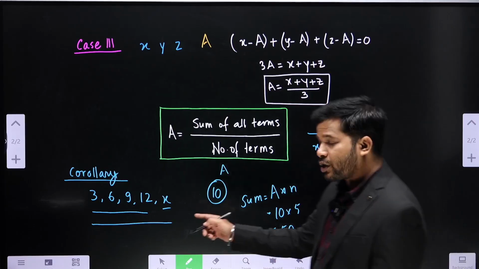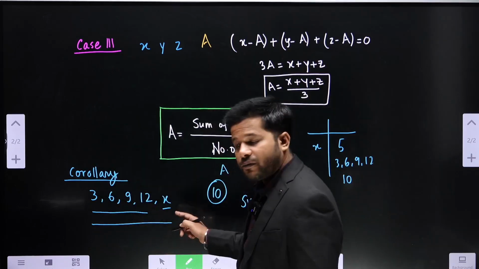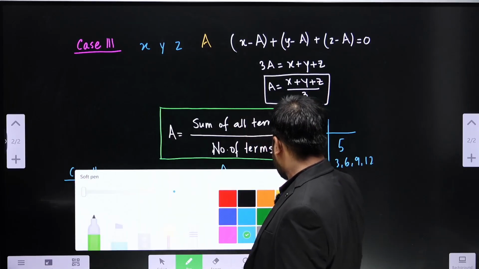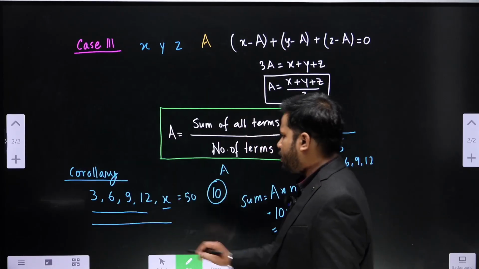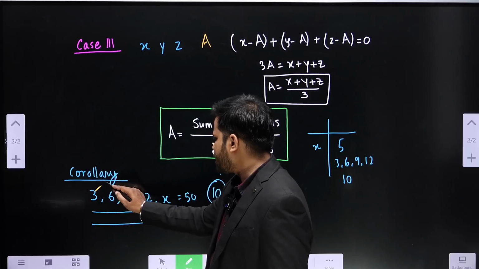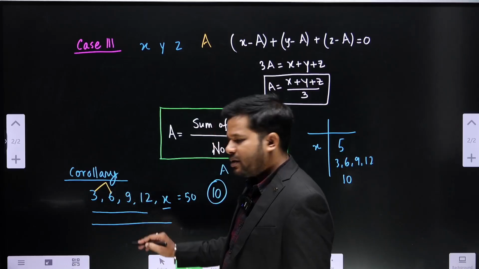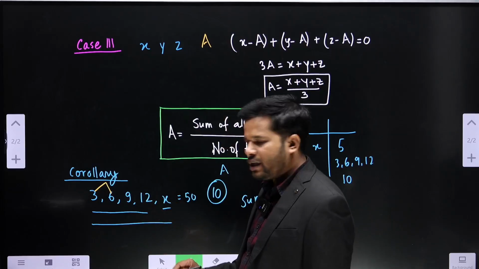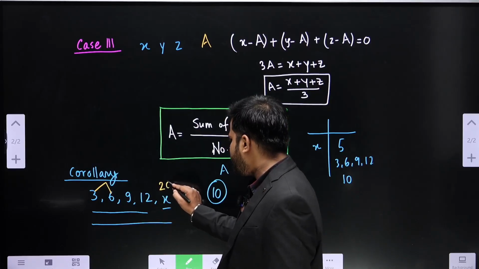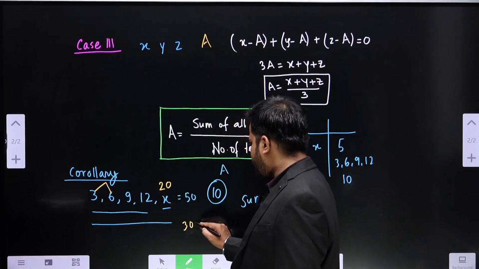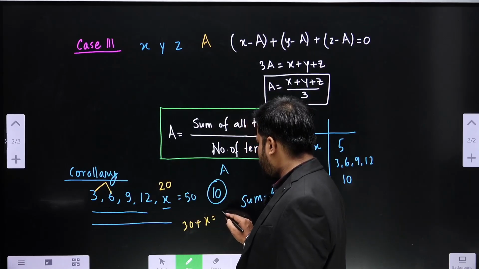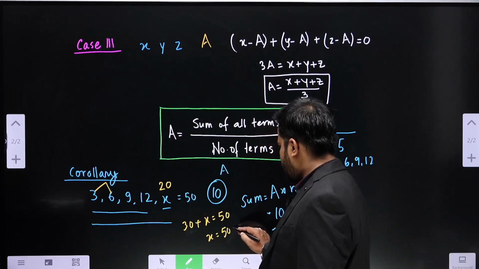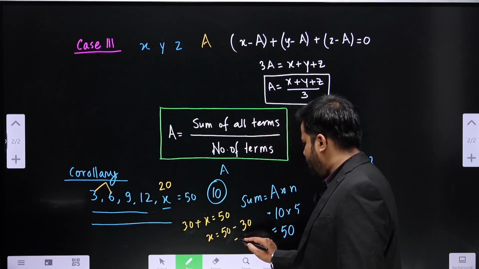But you know 4 terms. But you know that the sum of all of them is equals to 50. If the sum of all of them is equals to 50, so can I tell this is how much? 3 plus 6 will become 9. 9 plus 9 will become 18. 18 plus 12 will become 30 और ये x कितना हो जाएगा? 20. क्यों? 30 plus x is equals to 50. So x will become 50 minus 30. So 50 minus 30 will be equals to 20.